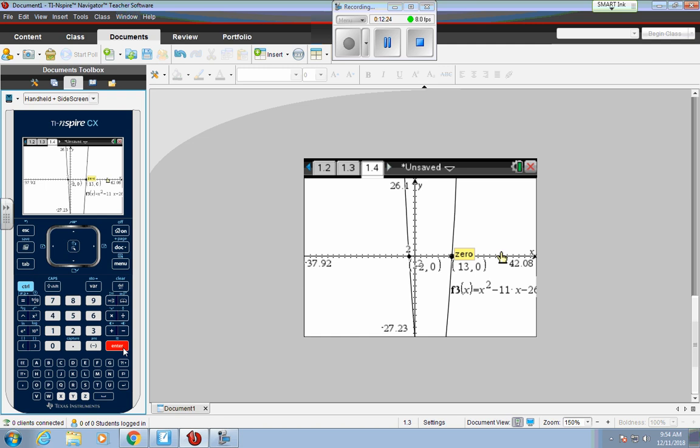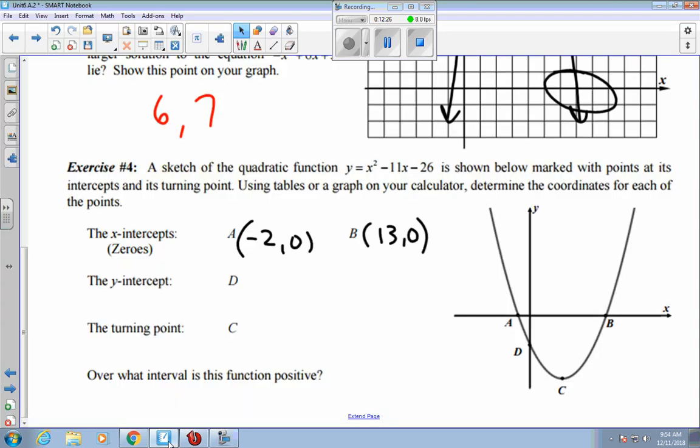The y-intercept is the easiest value to find because the y-intercept has an x value of 0. Therefore, you put 0 in for x. It is always the constant. So you have (0, -26).